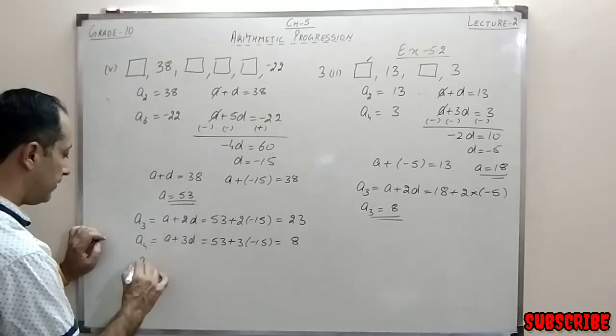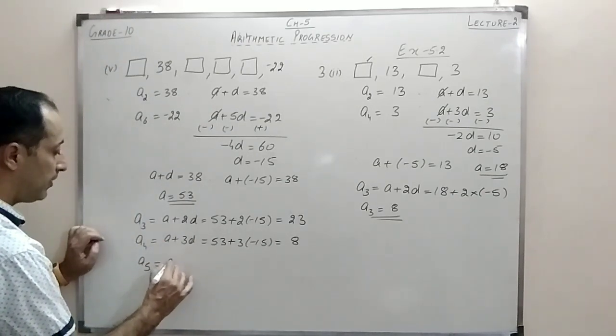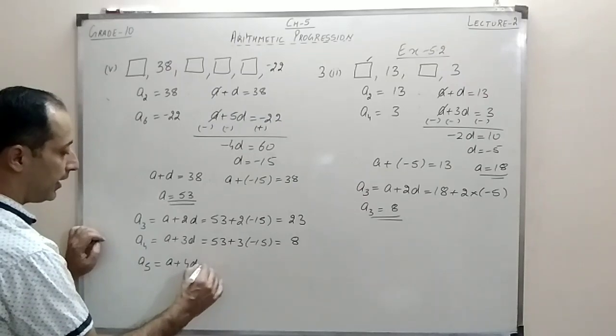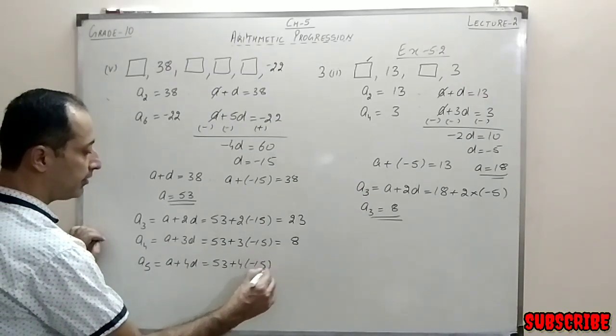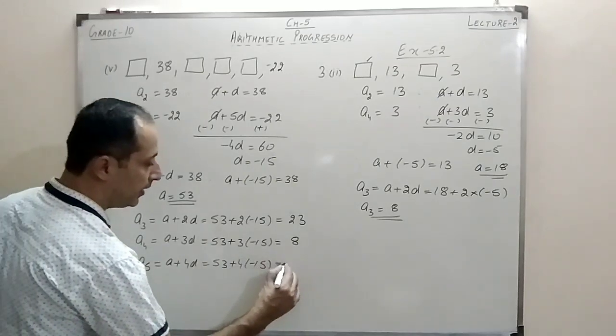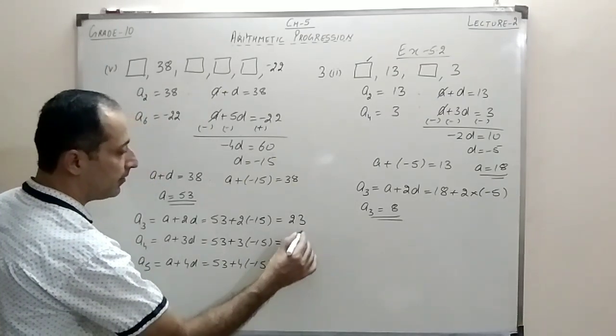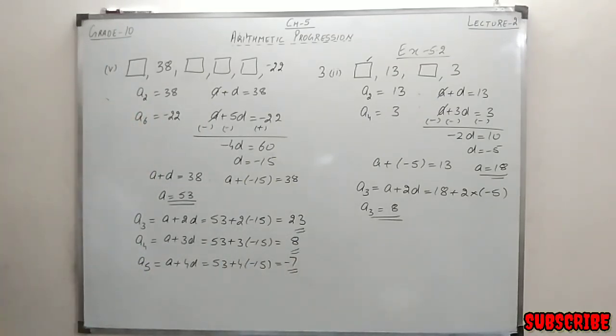And then A5 would be A plus 4D. So that is 53 plus 4 into minus 15, so this is minus 60, it becomes out to be minus 7. Right, so these are very easy, simple questions. You can try out the other parts also of this question. 2 parts I have done, rest of the parts you can do it yourself. Let's go to the next question now.